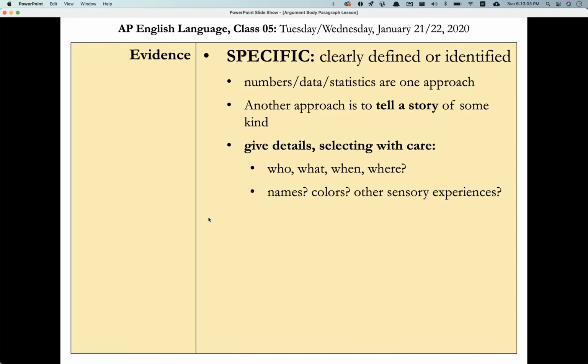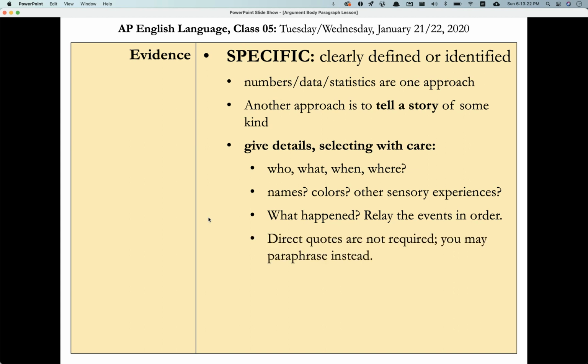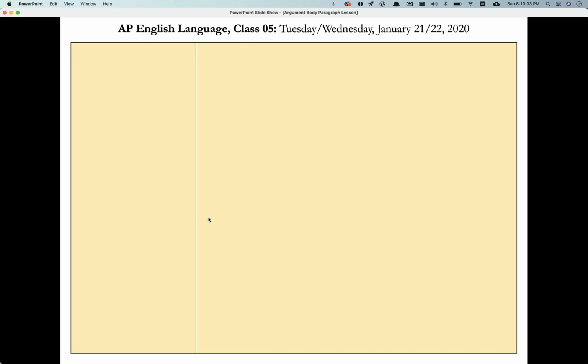Maybe you need to include the names of people involved. Maybe you need to include colors, right? Smells, tastes, other sensory experiences to capture your audience and help them to understand the experience of the story you're telling. And then, of course, you need to make sure you're relaying the events in order. You don't need direct quotes, especially if this story you're telling is like from history, for example. You can paraphrase in this context. You don't have to memorize quotes.